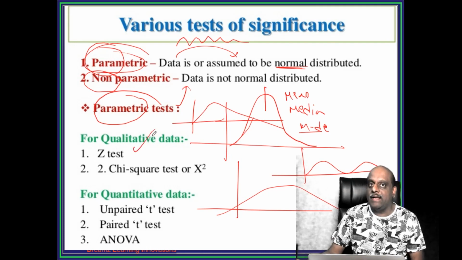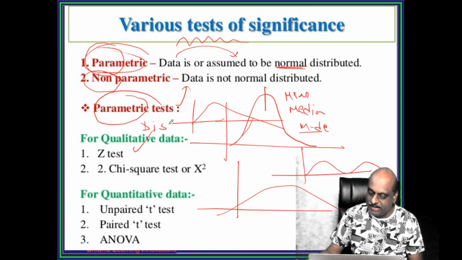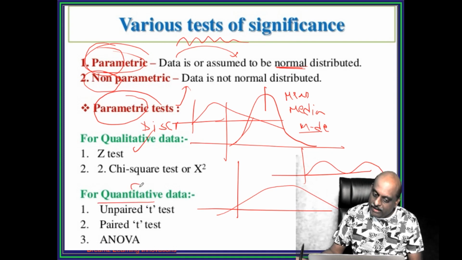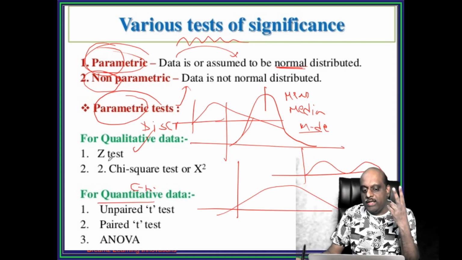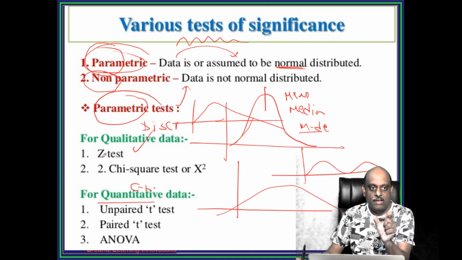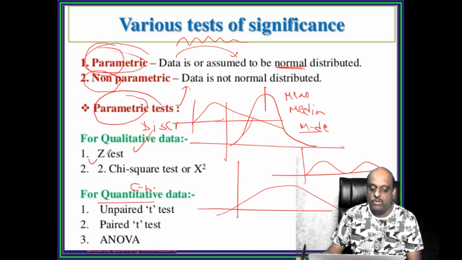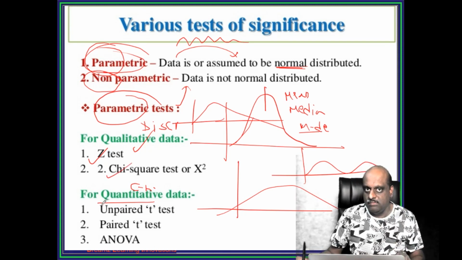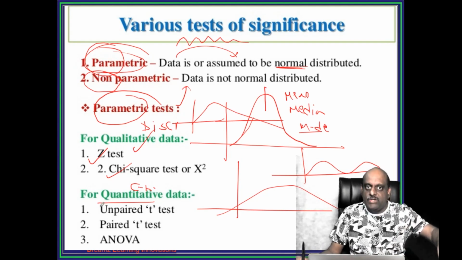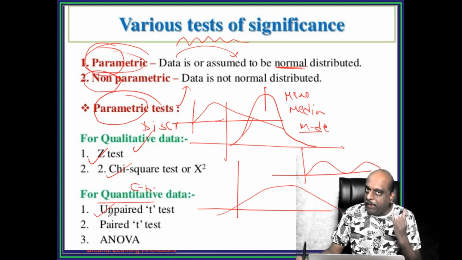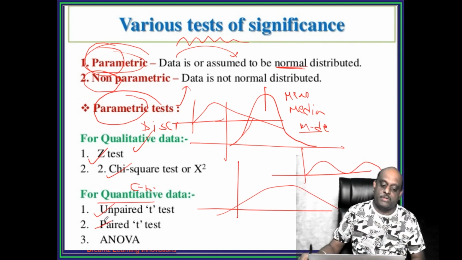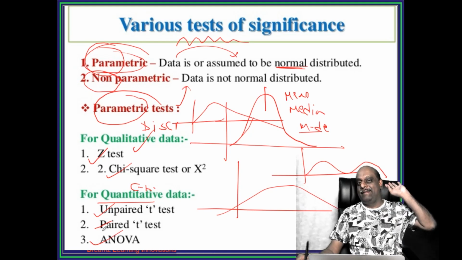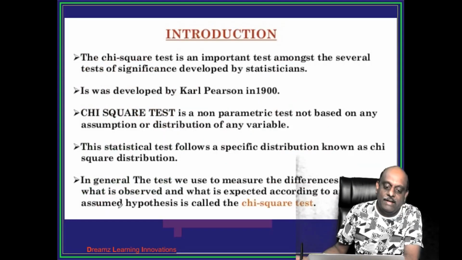If it is a qualitative data, qualitative का दूसरा नाम है discrete, quantitative का दूसरा नाम है continuous. You use two tests to check the difference. If it is qualitative data, both the tests are Z test and chi-square test. If it is a quantitative data like weight, age, continuous variables, then you use unpaired t-test, paired t-test. If there are multiple groups, then you will be using ANOVA. This is the point you need to fundamentally appreciate.